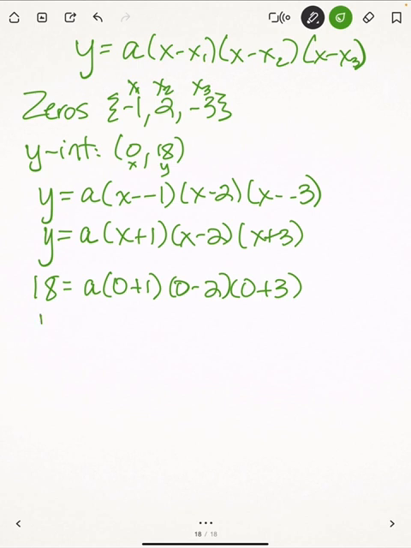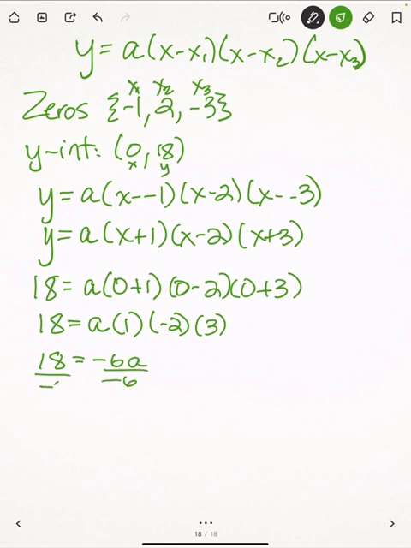We know anything plus 0 is going to be itself. So in this case, 0 plus 1 is 1, 0 minus 2 is -2, and then 0 plus 3 is +3. Now we're going to wind up with 18 equals, and now we're going to multiply 1 times -2 times 3, and it's going to give us -6a. We're now going to divide both sides by -6 and get -3 equals a.